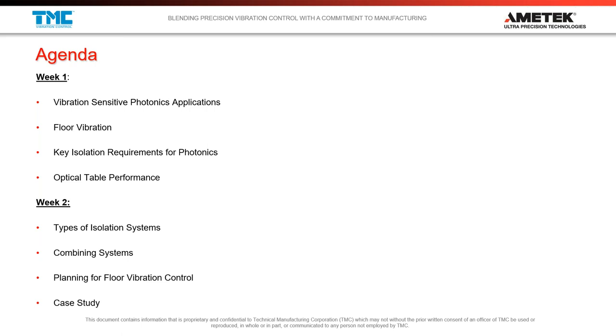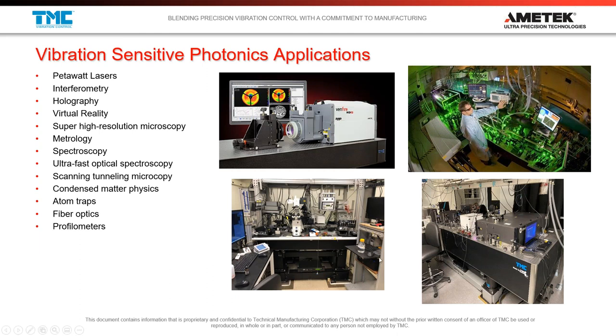The next week, we're going to start looking underneath the optical table, and we're going to say, well, they don't float in air. Actually, a lot of times they do float on air, but something has to support them. So we're going to talk about isolation systems, combining different types of isolation systems, as well as planning for floor vibration control and a very compelling case study, which is a common story that we hear a lot, where a researcher is in one location and then needs to move to a new location and all the challenges that come with that, particularly with focus on the different vibration conditions between the two locations.